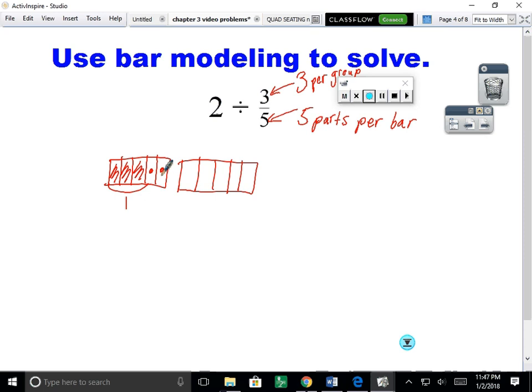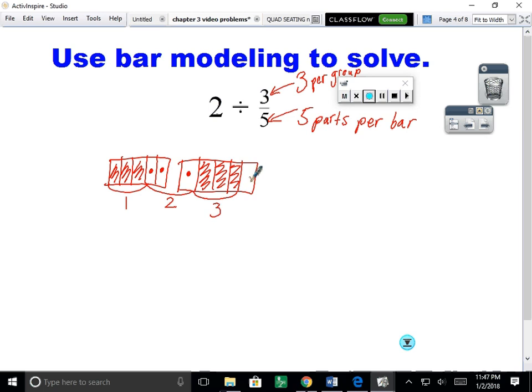I'll go again. This time I'll try some polka dots just because I feel like trying a different pattern to show you it's really okay to use your own strategy. I just think it's important to separate your groups here. So here's another group of 3/5. Let's go again. Shade 1, 2, 3 parts. That makes another group of 3/5. I have 3 groups so far.